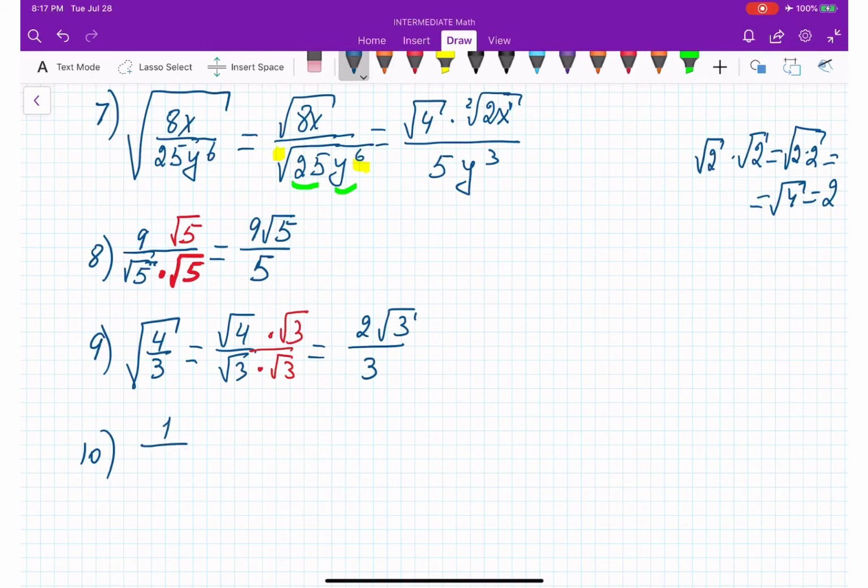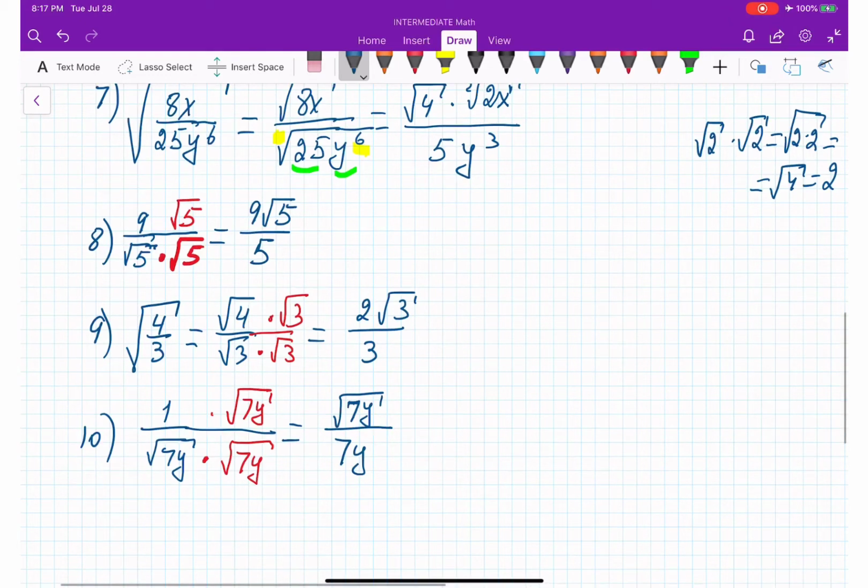1 over square root 7y. Now we have 7y. Very good. We are not scared of it. Now we multiply by square root of 7y, and here also square root of 7y. And as a result, we get clean 7y, and on the top will be square root of 7y. We don't care about the radical or square root in the numerator. All we do care is not to have it in the denominator. Okay?